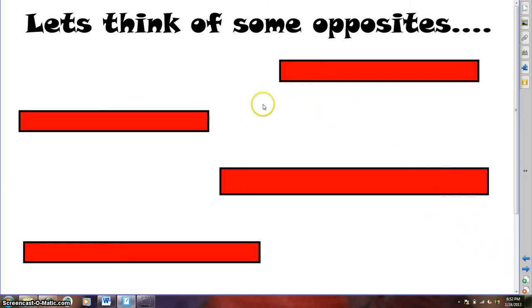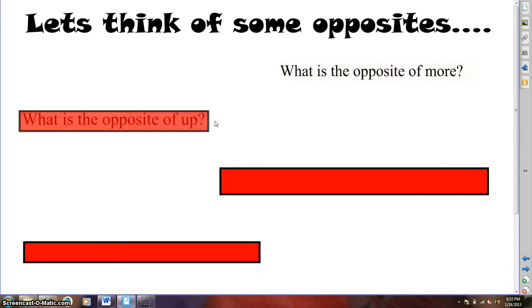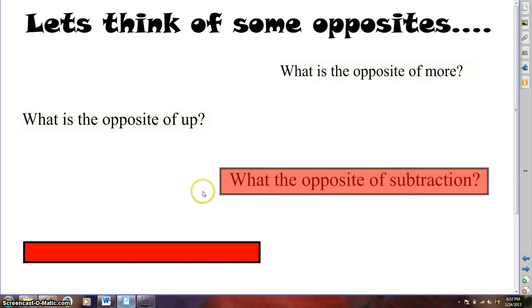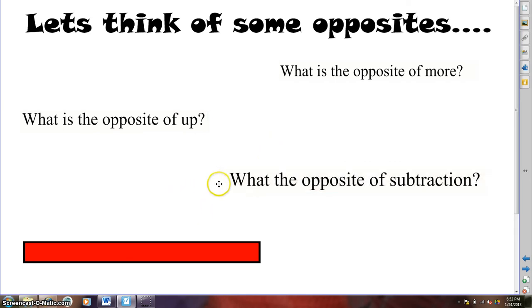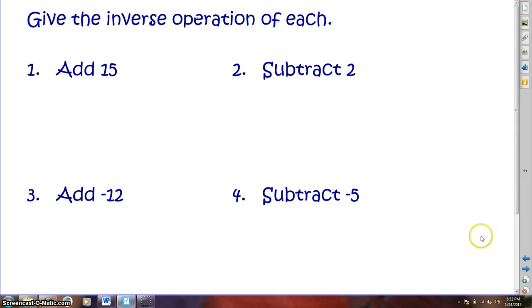Let's think about some opposites. The opposite of more would be less. The opposite of up is down. The opposite of subtraction is addition. The opposite of positive is negative. And this is the one that we're going to focus on today, adding and subtracting. They are opposites or inverses.